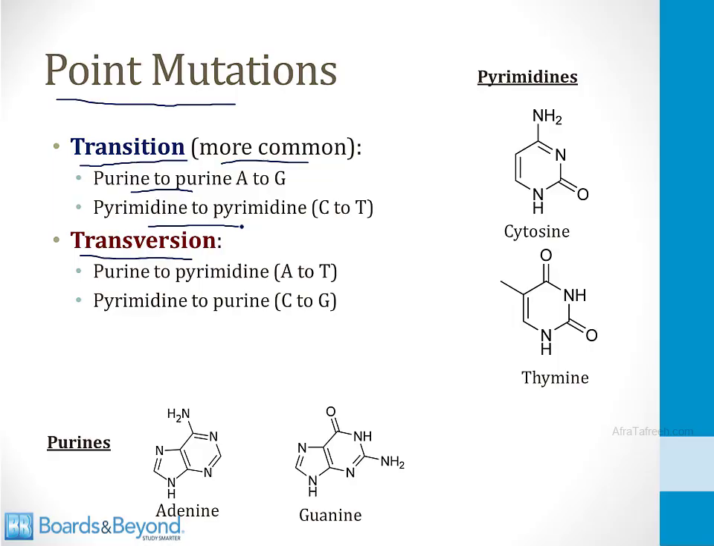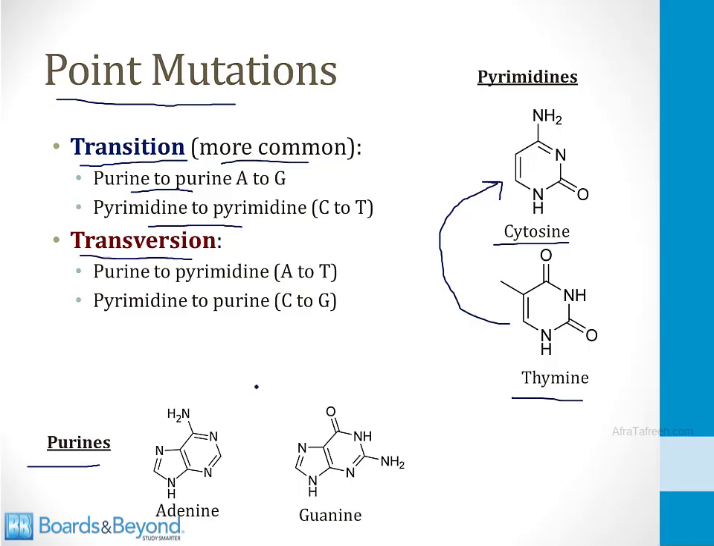So, for example, if you look at the right side of the screen, cytosine and thymine are the two pyrimidine bases. They both have a single ring. Because they both have a single ring, they often fit in the same space as the other, and therefore these types of point mutations are more common. Also at the bottom of the screen are the two purines, adenine and guanine. They both have two rings, so once again, they often fit into the space of the other, and this results in a transition point mutation.